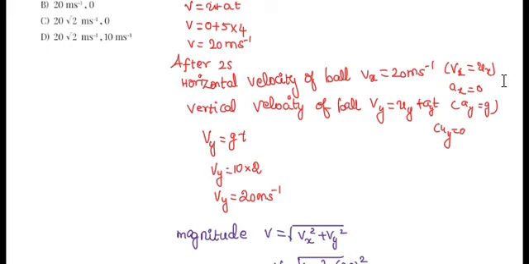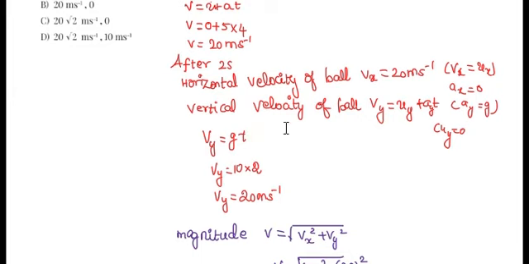After 2 seconds, the ball is dropped. So the horizontal velocity of the ball is vx = ux + axt. Here ax is 0, so vx is equal to ux. So vx is equal to 20 m/s, because this velocity becomes the initial velocity of the ball.